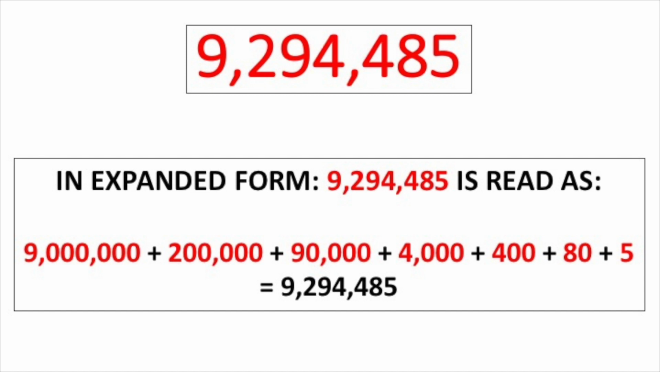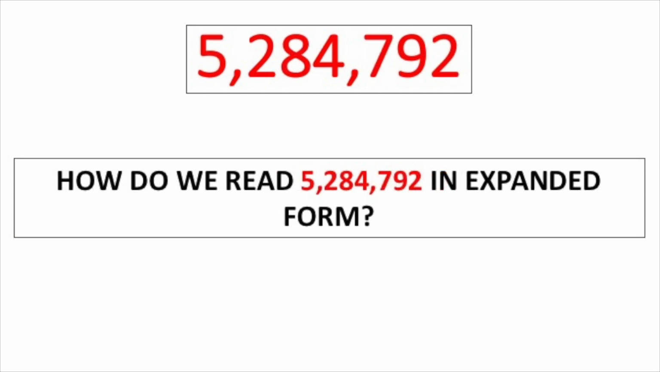Okay, so the final one, the test. Now work out for yourselves. What's the number you can see? 5,584,792. Okay, so how many millions do we have? 5. So 5 times 1 million equals 5 million. How many 100,000s do we have? 2 times 100,000. 200,000. How many 10,000s? 80,000. How many thousands? 4,000. How many hundreds? 700. How many tens? 90. How many ones? 2. Okay, so you understand.